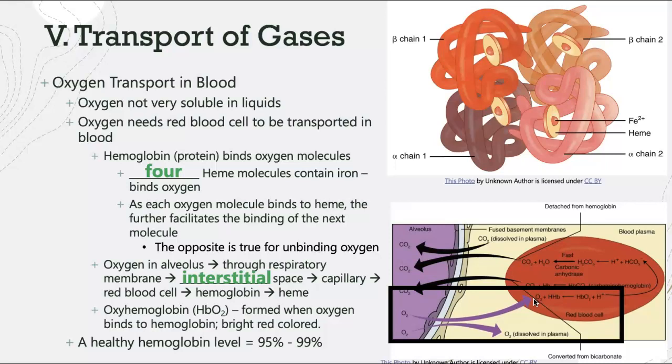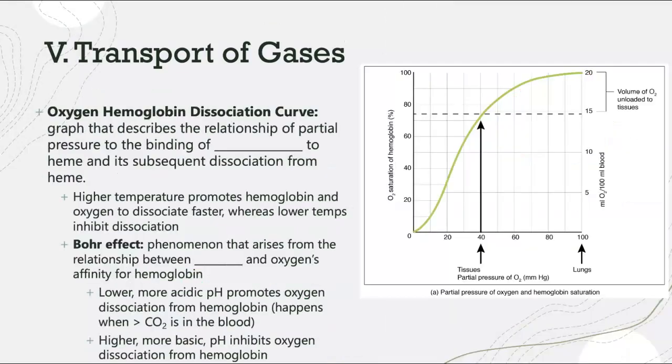We are now going to call this molecule oxyhemoglobin, meaning that it's a hemoglobin molecule that has oxygen bound to it, and it gives it a bright red color. A healthy hemoglobin level would be anywhere from 95% to 99%. Now that brings us to our oxygen hemoglobin dissociation curve. This graph here is describing the relationship between our partial pressure to the binding of oxygen to the heme molecule and its subsequent dissociation from heme.